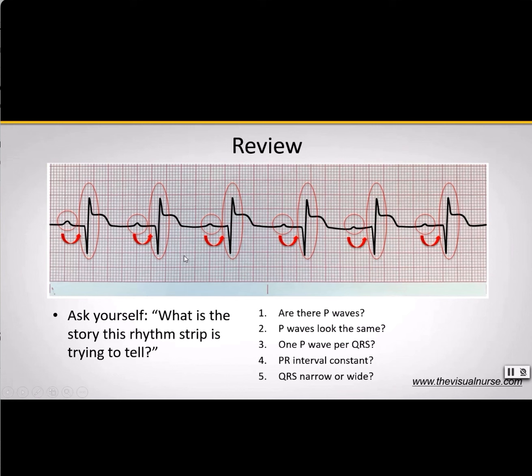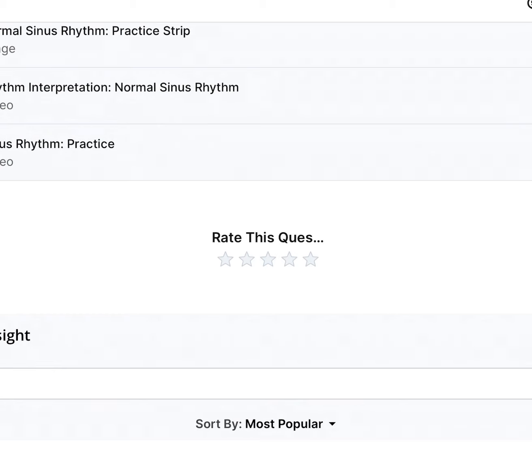So, in this example, you would say we are looking at a normal sinus rhythm with ST elevation. Okay? This would be something that you would see in somebody that's having what we refer to as a STEMI. We talked about that a little bit before, an ST elevation myocardial infarction.